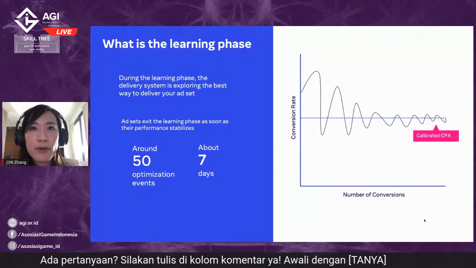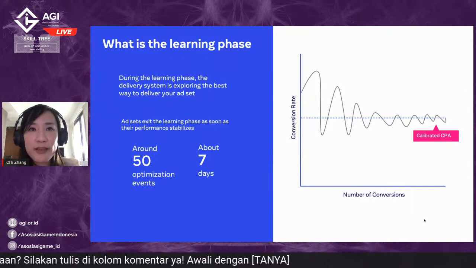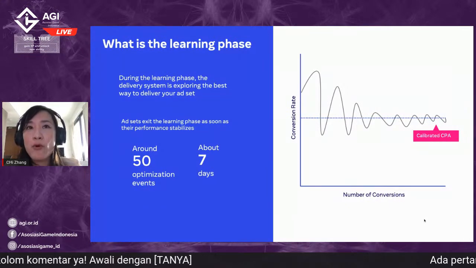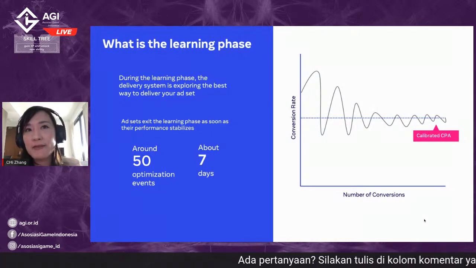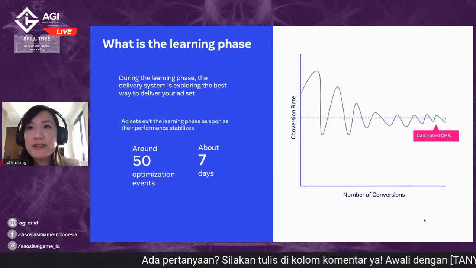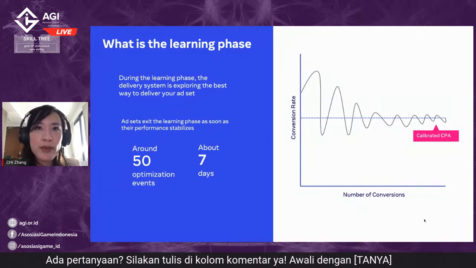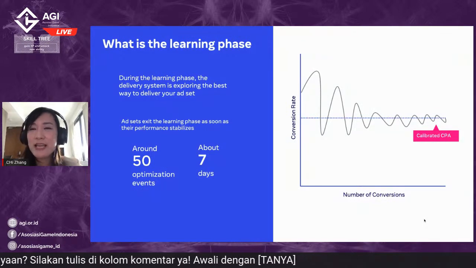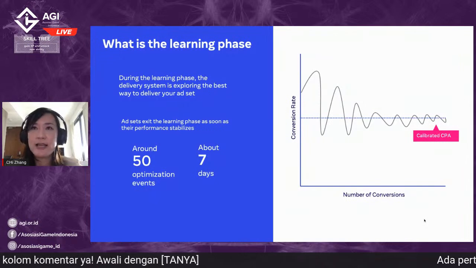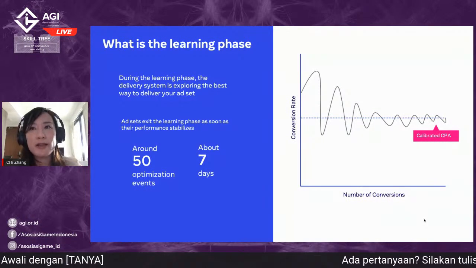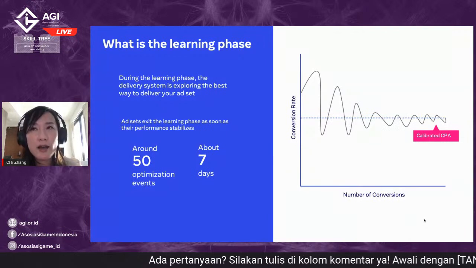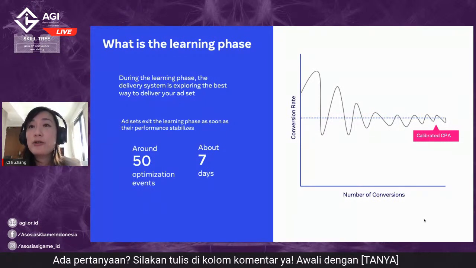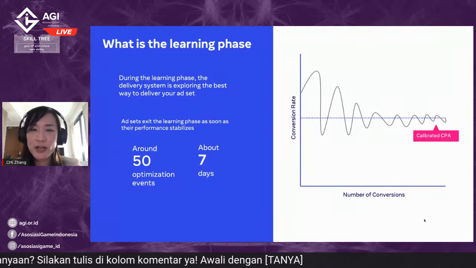So as a rule of thumb, the system exits the learning phase when we have more than 50 results in about 7 days. But again, 50 and 7 is just a guidance, it doesn't mean every ad set will have 50 and 7. It really depends on the specific settings that you are using. But do bear in mind when you set up your campaigns that you need a certain number of results in order for the system to exit the learning phase.